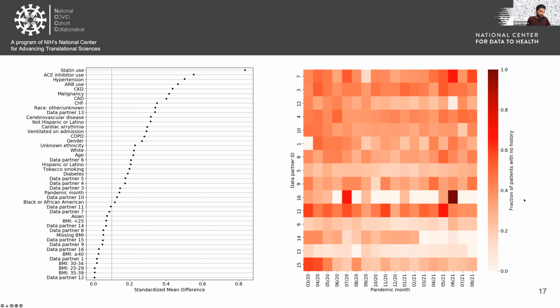Here we have the fraction of patients with no history as a function of data partner, but also as a function of pandemic month. That gives us insight into whether the reporting practices or the nature of the patients, or all kinds of things, vary as a function of time. Is it because we have less reporting from certain data partners because they were overwhelmed and medical history wasn't being pulled over? Maybe Care Everywhere linkages weren't there. There are all kinds of possibilities. This is why it's very important to look at things as a function of time, in addition to looking at univariate factors.